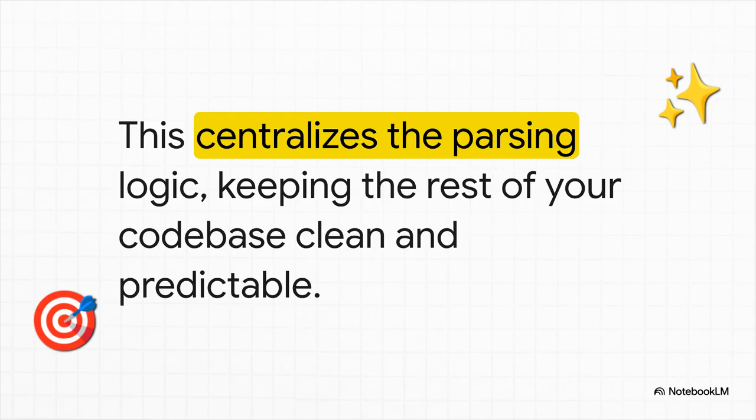And that is the beautiful part. This is the core benefit right here. You stop scattering all those messy type checks all over your codebase. You solve the problem once, in one place, right where the messy data comes in. The rest of your application never even has to know that the API is inconsistent. It just gets a clean, reliable slice of data every single time.